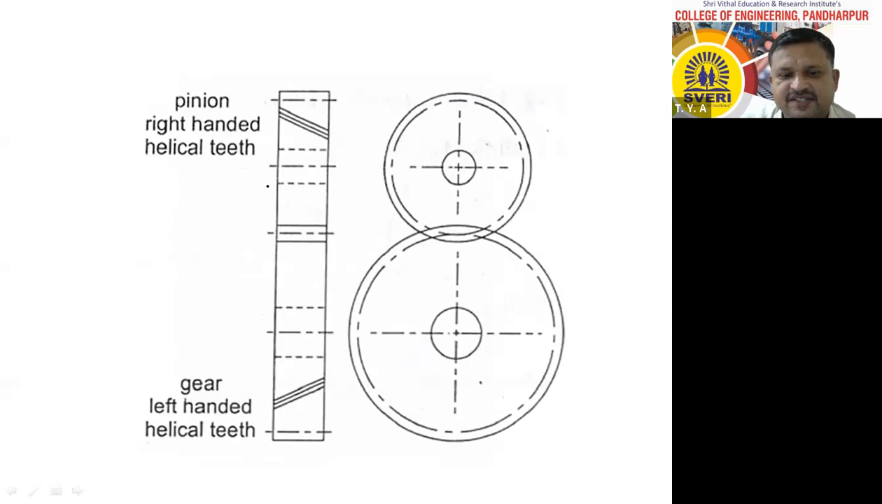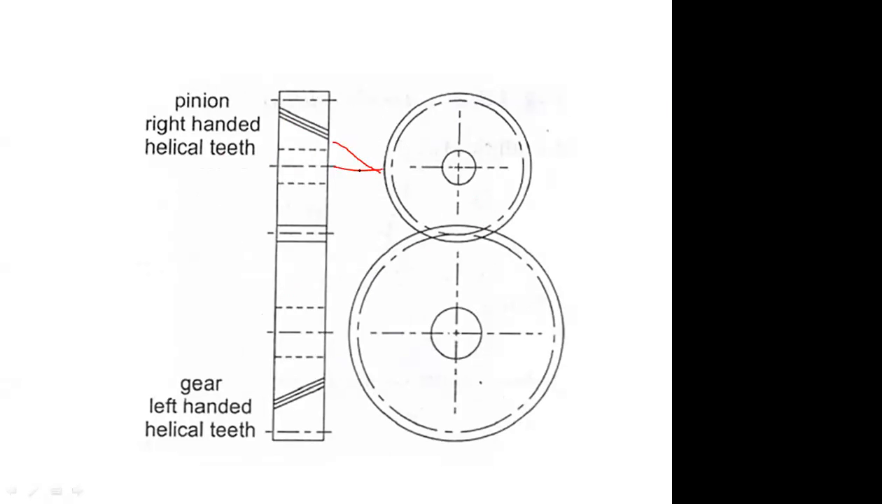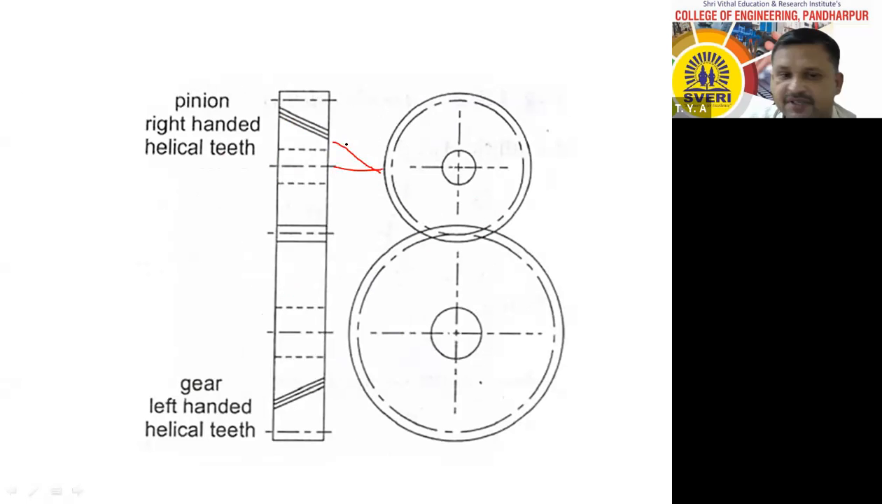Same case, same diagram is there. Pinion with right-handed helical teeth, because the teeth are going to intersect towards the right side. If I extend these teeth, they are going to intersect towards the right side of the axis of the gear. That's why this is known as a right hand pinion.